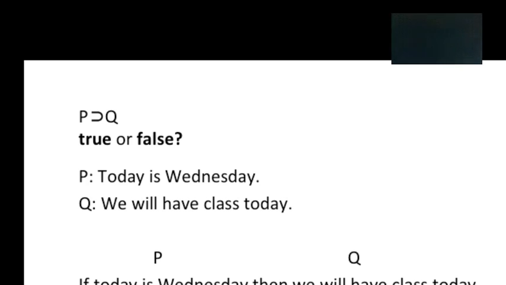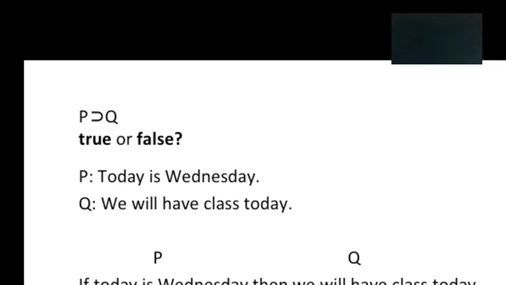So it's Wednesday, we have class, and I say to you, if today is Wednesday, then we'll have class today. What would you say about my statement? Would you say, you're right? Or would you say, no, that's wrong? Well, I think you'd say, yeah, you're right. It is true. Because guess what? Today was Wednesday, and you were correct. We did have class. So there's the first line of the truth table.